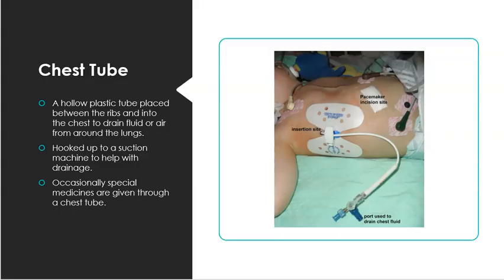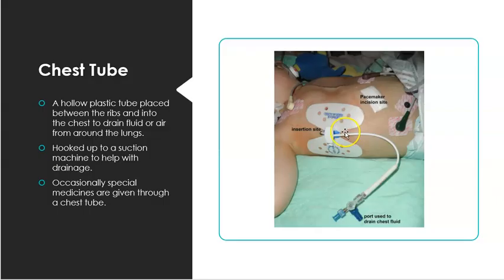A chest tube is a hollow plastic tube placed between the ribs and the chest to drain fluid or air from around the lungs. This helps to eliminate a collapsed lung, like a pneumothorax, and it is hooked up to a suction machine to help with drainage. Occasionally special medicines are given through a chest tube. So you see this child here. This would be the insertion site for the chest tube and port used to drain chest fluid.